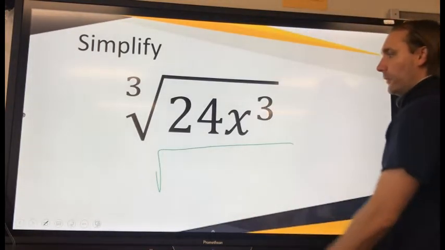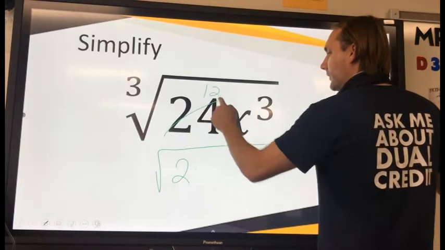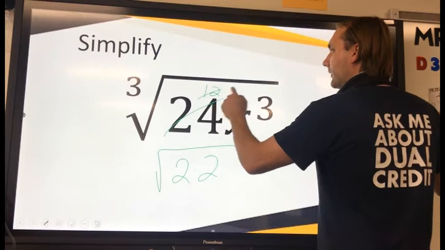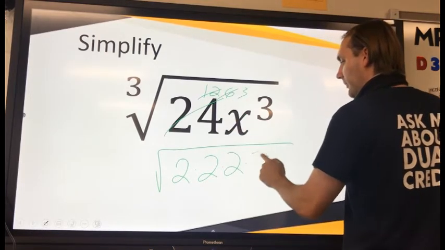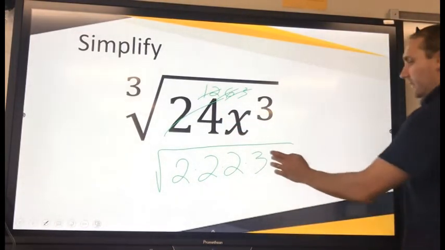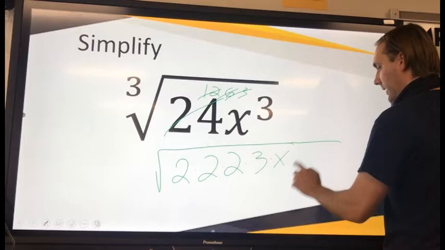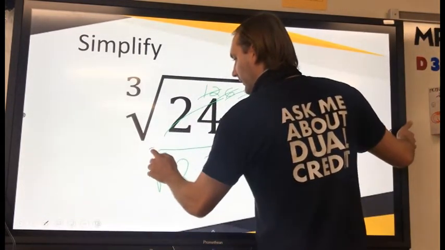Let's break down 24. Does 2 go into 24? Yes. How many times? 12. Does 2 go into 12? Yes. 6 times. 2 goes into 6? Yes. 3 times, and that is prime. 2 times 2 times 2 times 3. How many x's do I have with x cubed? 3 x's. All right, I'm broken down, and now I'm looking for sets of 3.